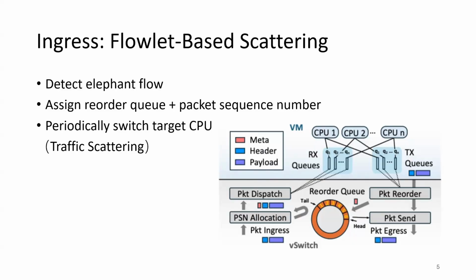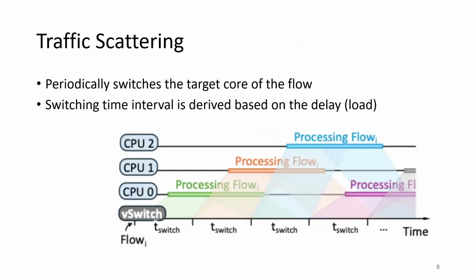It then dispatches these flowlets across different CPU cores. Specifically, for a flow with PowerFlow enabled, the vSwitch assigns a reorder queue and a packet sequence number. This metadata allows the system to reconstruct packet order later.